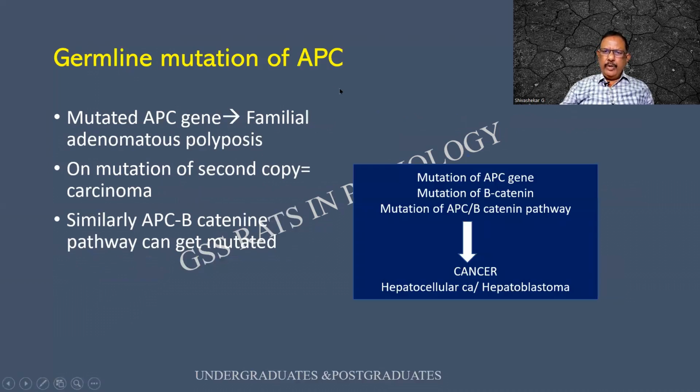So that's the germline mutation. There can be a mutation in the APC. This one box, if you can remember it, is more than enough. Mutation in the APC gene, mutation in the B-catenin, mutation in the APC B-catenin pathway can lead to cancer. Cancer need not be only colonic carcinoma; there can be hepatocellular carcinoma and hepatoblastoma also. Mutated APC alone can lead to familial polyposis. On a second mutation, due to various causes, including viral infections, there can be a carcinoma.